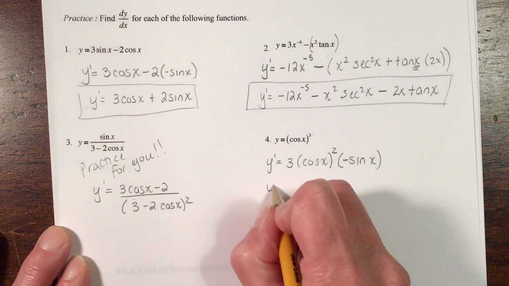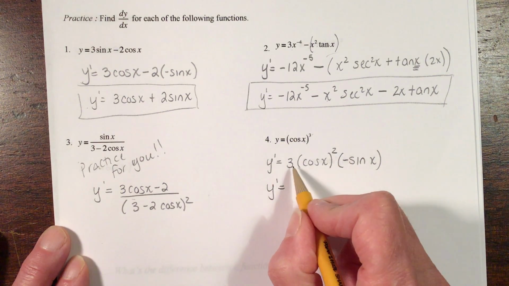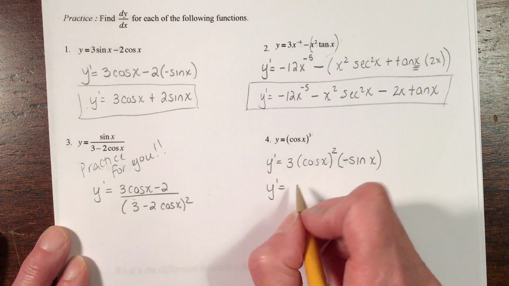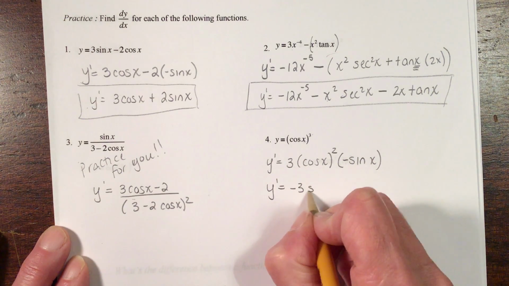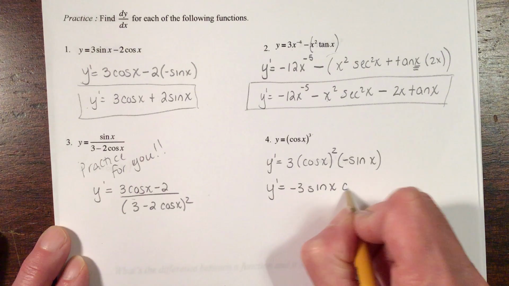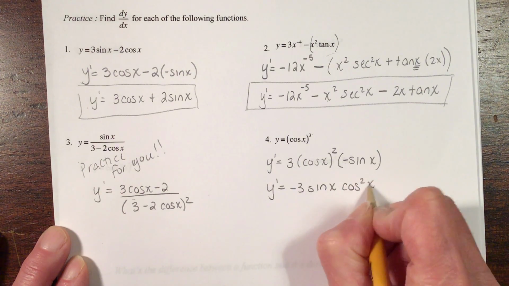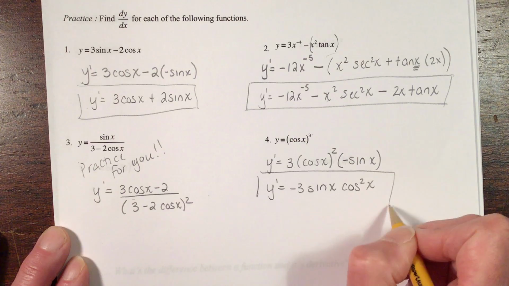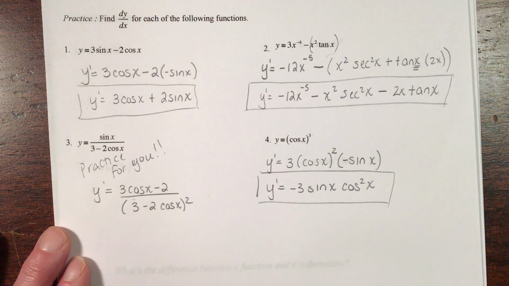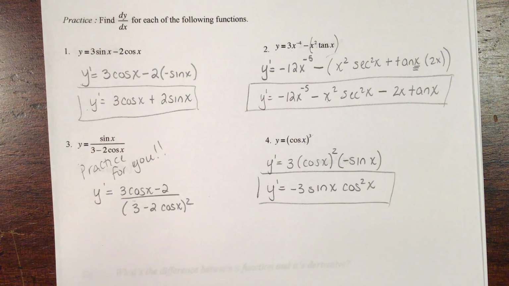And now I would probably go and write this a little nicer. This would be -3 out front. I like to put my signs first. I don't know why. And this becomes cosine squared x. And there you have it. There's your rule for the derivative.